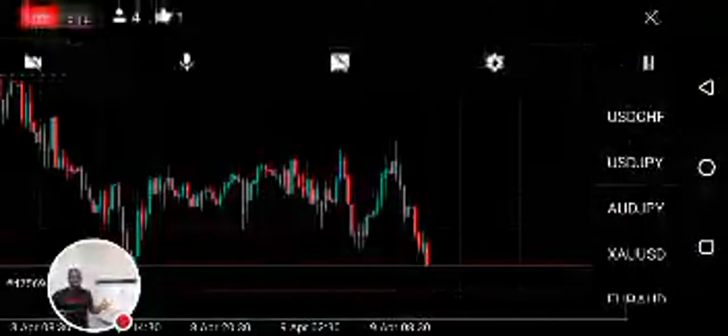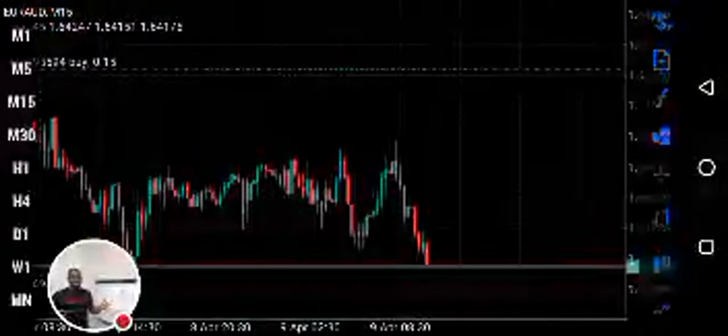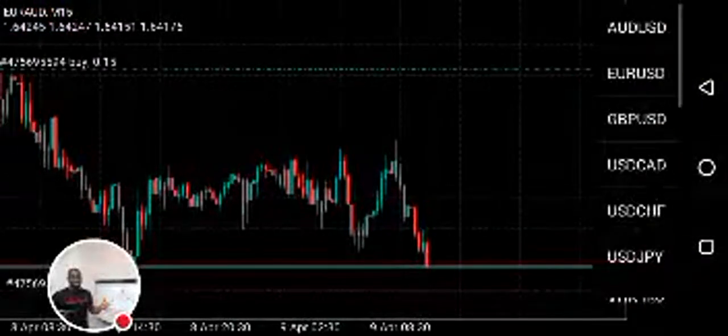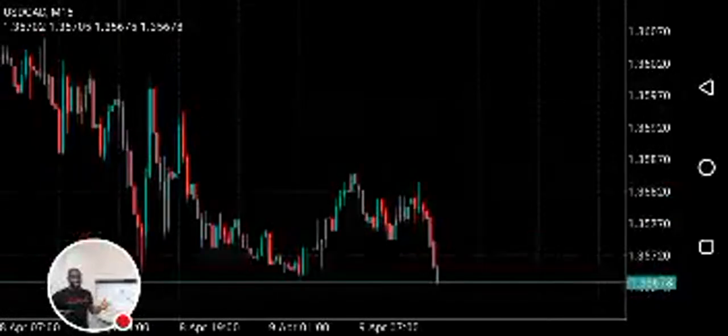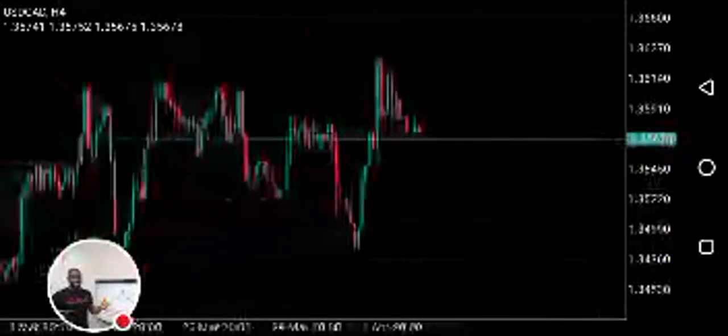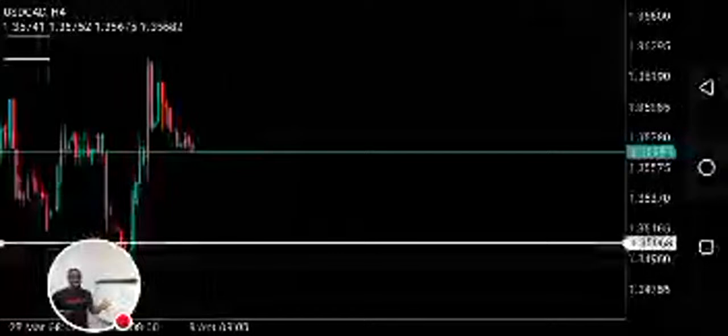Let's look at one more currency. Let's see USDCAD. I'm expecting a bullish move on USDCAD. They might want to fill this gap on USDCAD first. You see, we have a fair value gap here on the 4 hour.